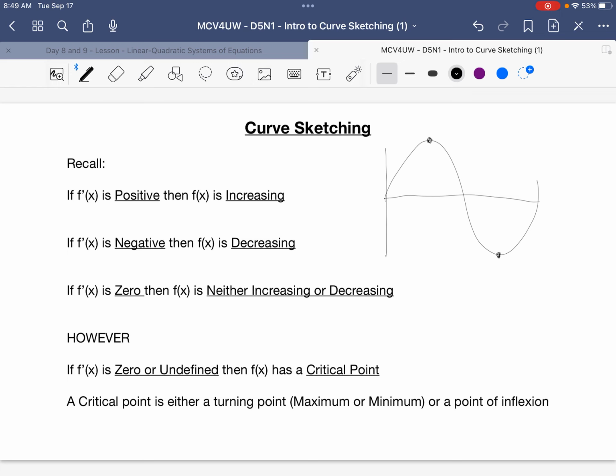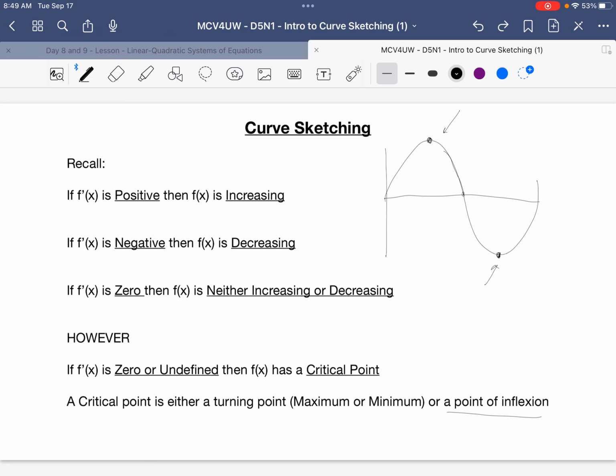Now, this critical point can mean one of two things. These listed here are turning points, as we're changing from decreasing to increasing, and we can see they are local maximum and local minimum points. But we can also have another point called a point of inflection, where something is going concave down, and then stops, and then starts going concave up. So we'll talk about how we can identify those two things in this lesson.